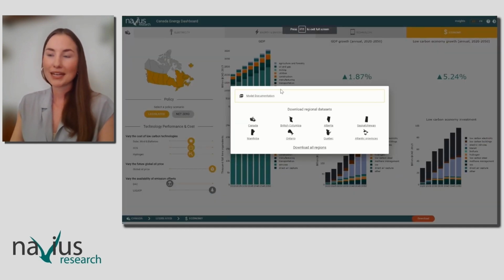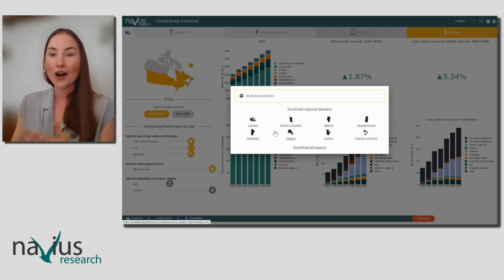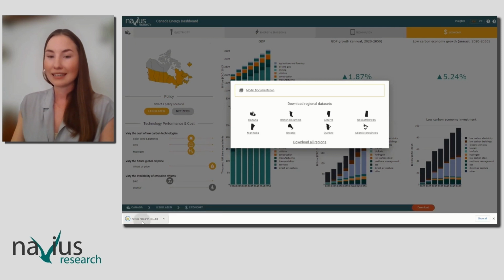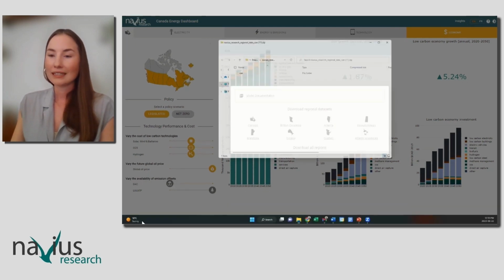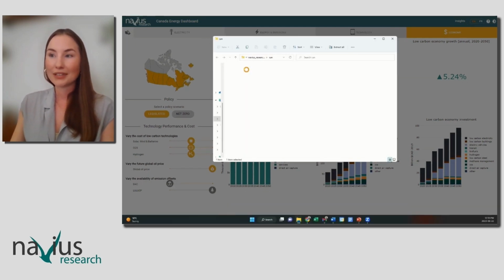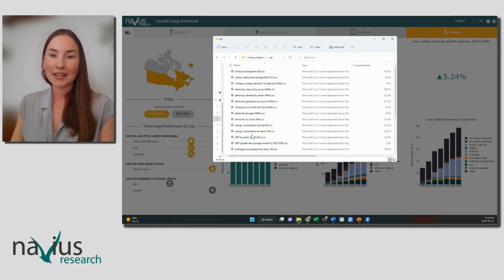And you can also download data here, either for a specific region or for all regions. That's if you want to be able to explore this data on your own computer. So I'll show you that here as well. If I select Canada, the data will download into a CSV file, and then you can see the data behind all of the figures that you find on the dashboard.